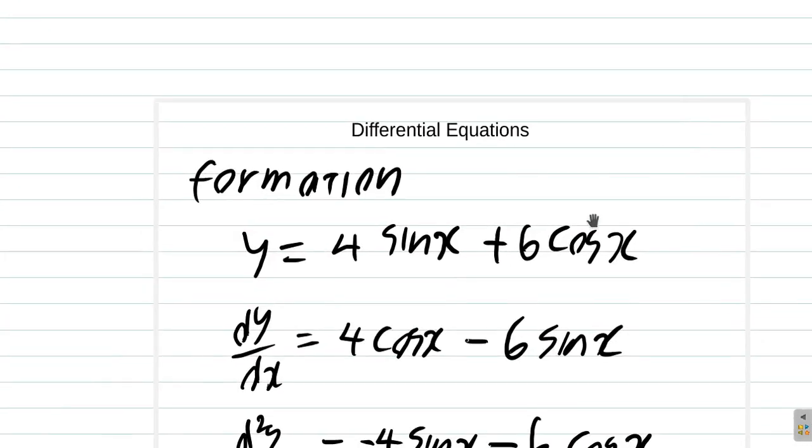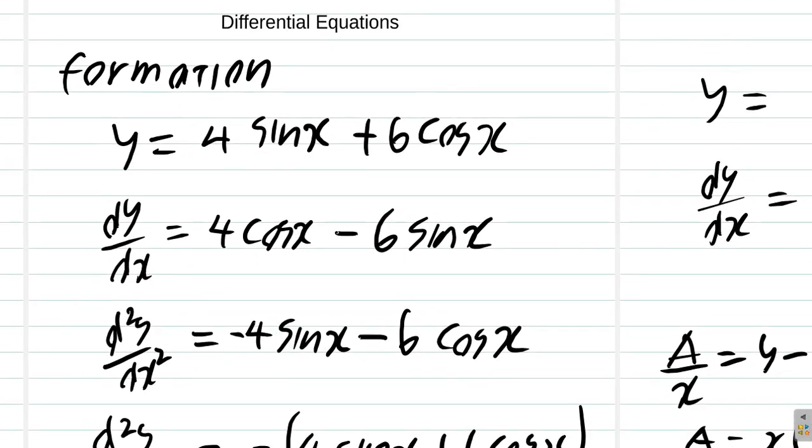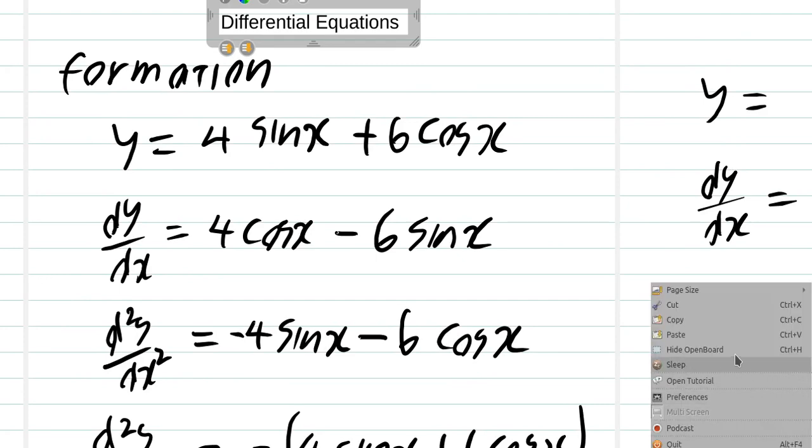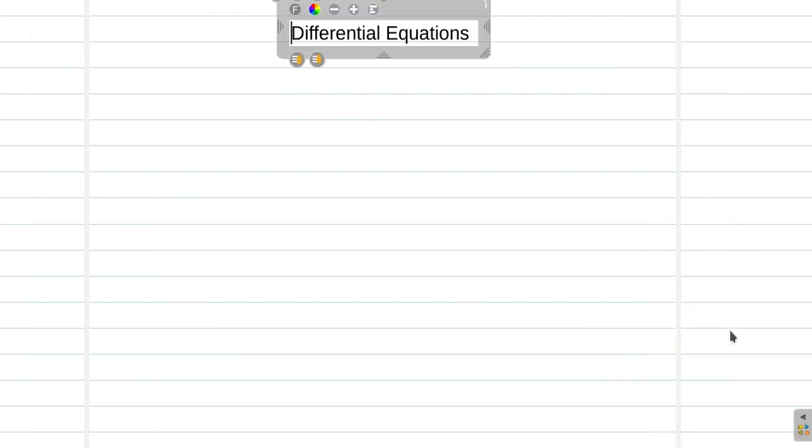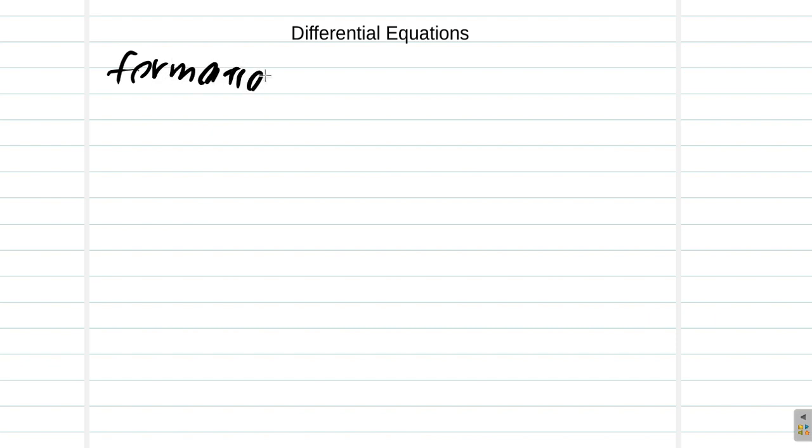Let me see now. Let's erase the board. Let's keep this. I want to copy this, erase the entire board, and paste back my heading. Differential equations. And we're looking at formation of differential equations.